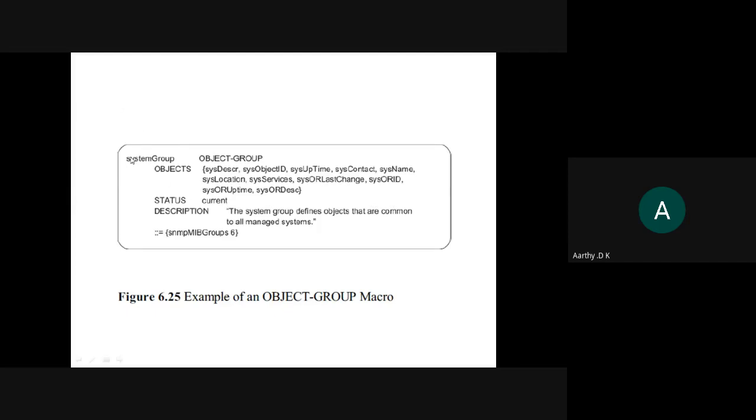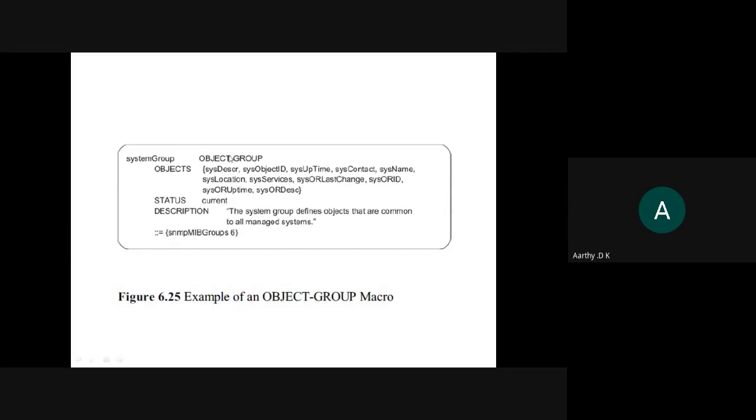So this is a system group, and these are the different objects that are grouped together. The current status is it is working and this is the description: the system group defines objects that are common to all managed systems. And this is the ID of that object. This system group object identifier is SNMP MIB group 6. So you have many groups and this belongs to MIB group 6.